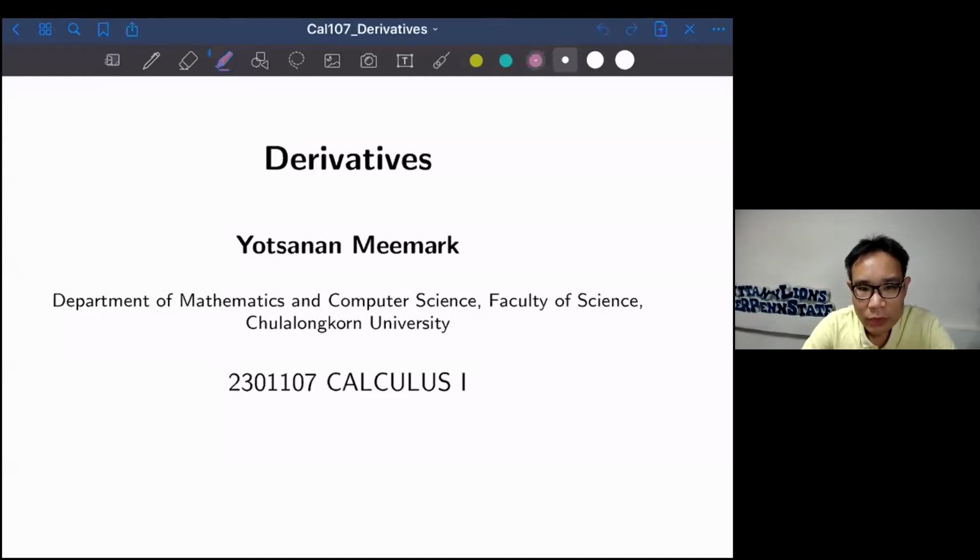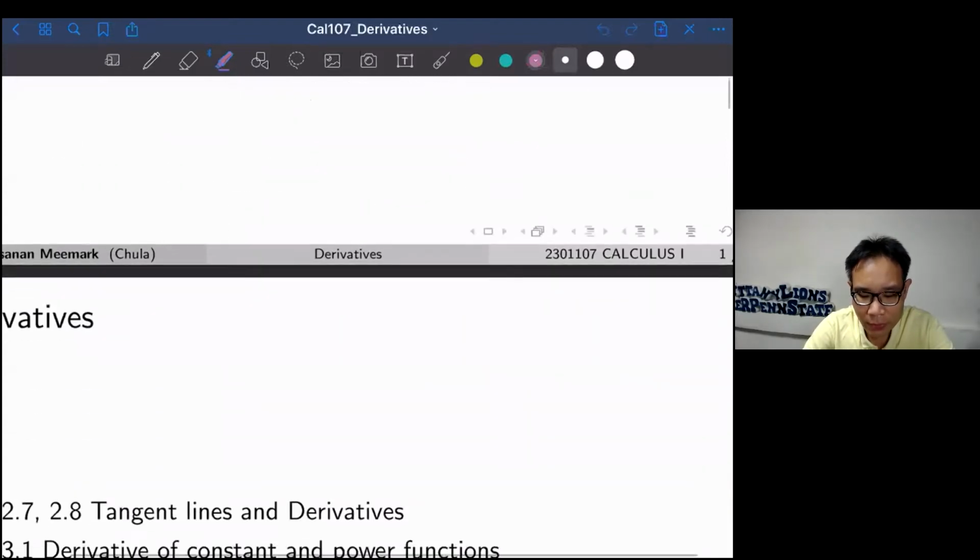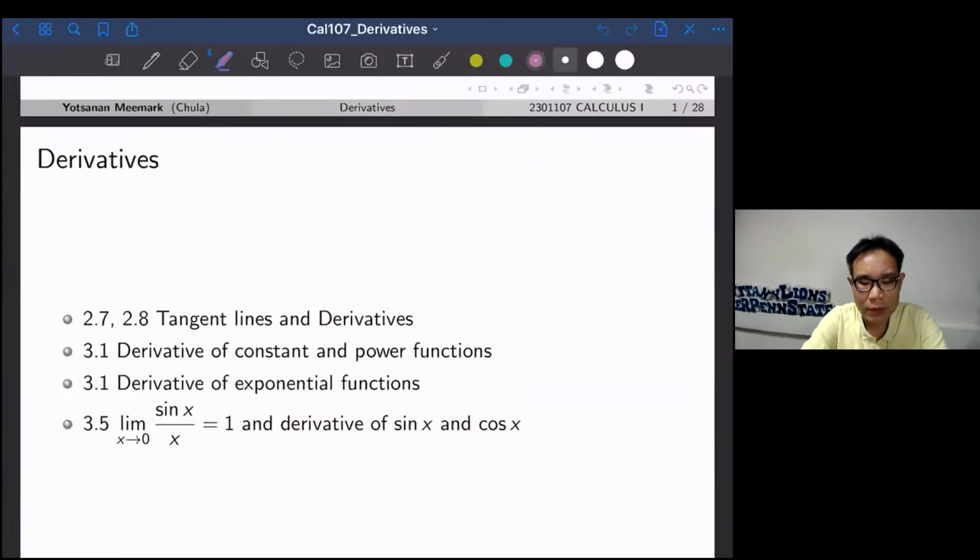We are in the next topic of calculus, which is very important. It's going to be about the derivative of a function. In this topic, we're going to talk about the tangent line that I introduced last time. So we have the tangent line, the derivative of a function, the derivative of the constant function, the derivative of the power function, the derivative of the exponential function, and we're going to dip into the trigonometric functions.